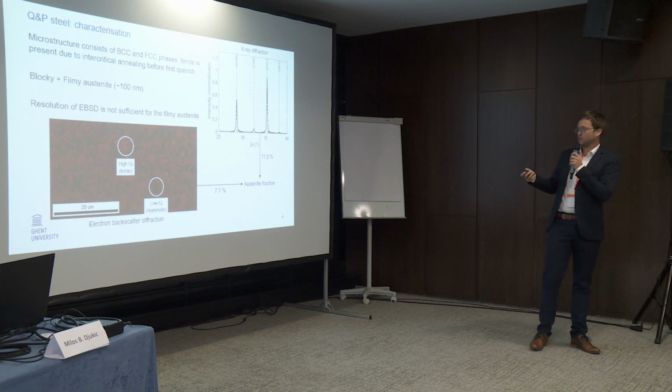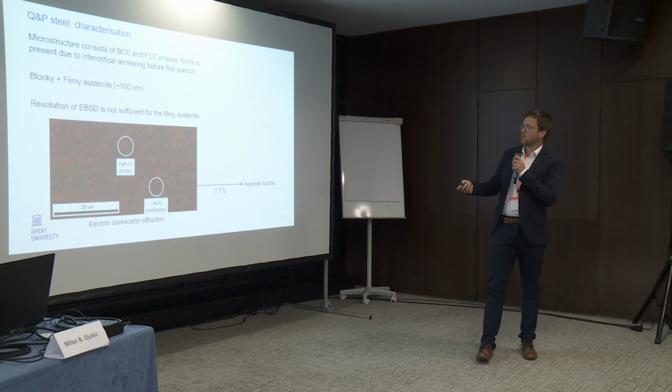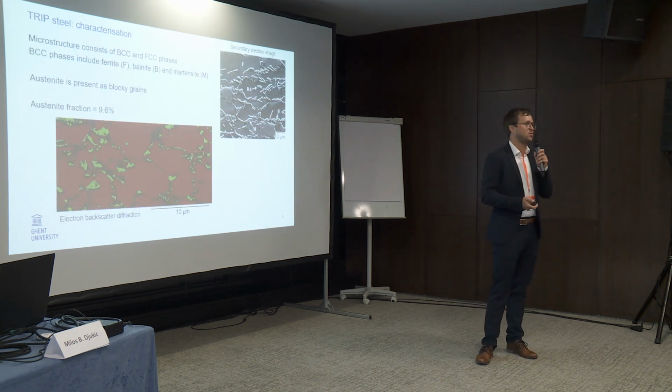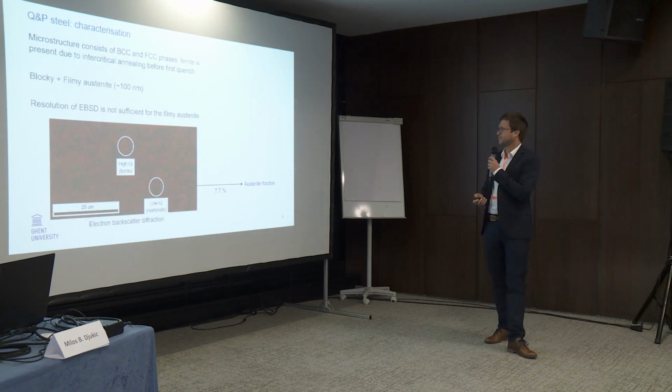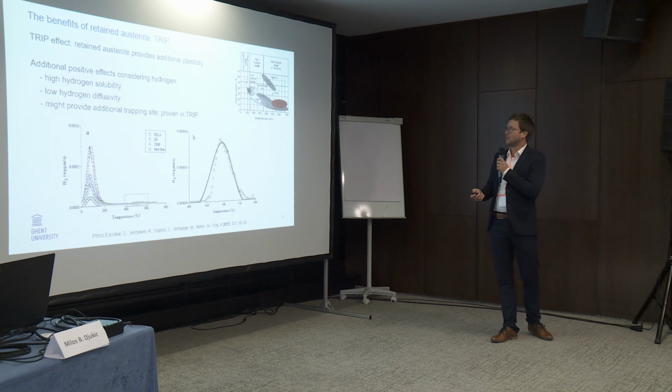For the TRIP steel, this was about 9.6%, and this was all the blocky one. And then if we do here XRD on these materials, you have the same amount of retained austenite present. So this is the characterization of the materials. Let's go a bit further.